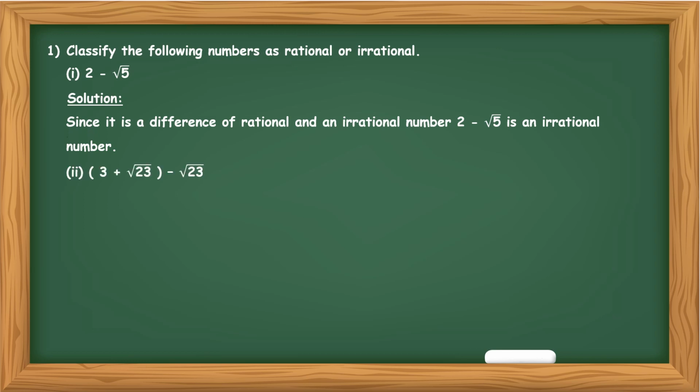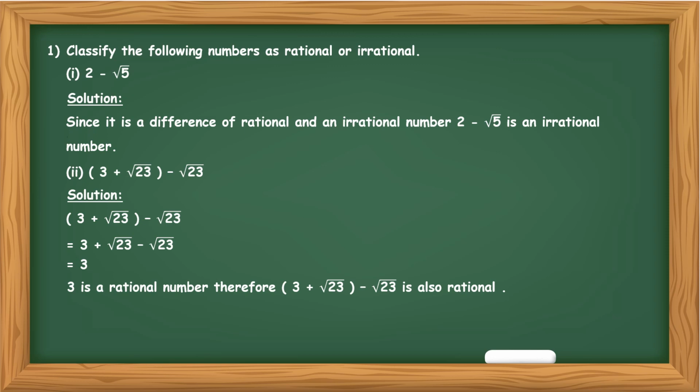Second one, 3 plus root 23 minus root 23. So, if you're going to solve this, your plus root 23 and minus root 23 would get cancelled and you will be left with 3. So 3 is a rational number. Therefore, 3 plus root 23 minus root 23 is also rational.